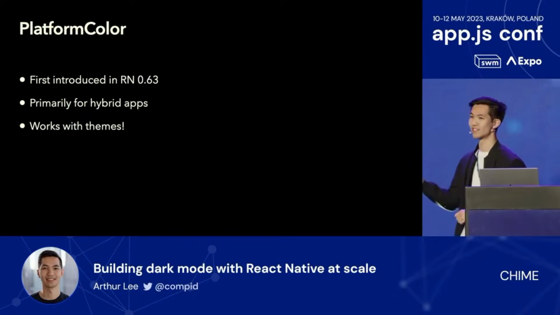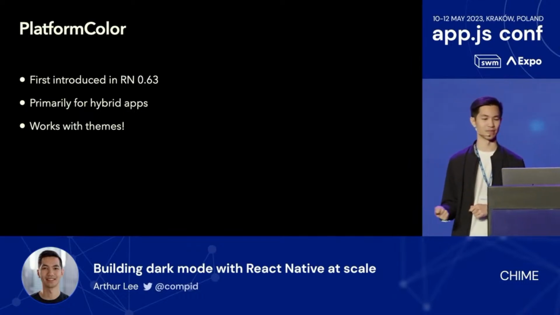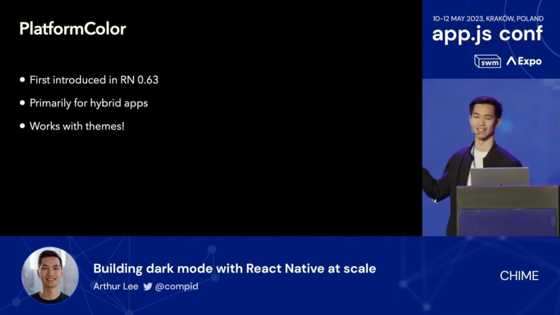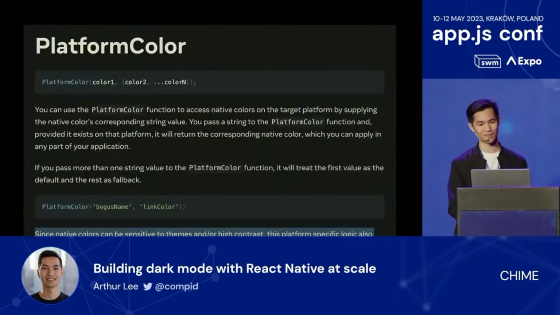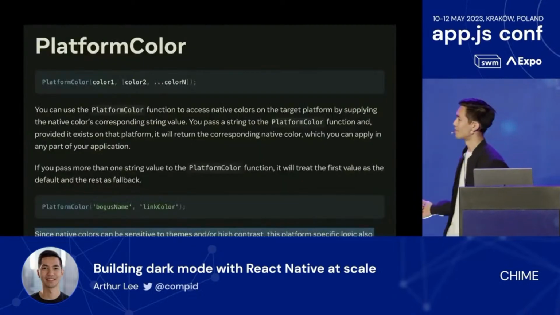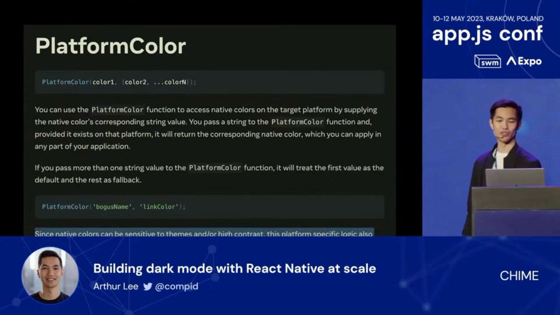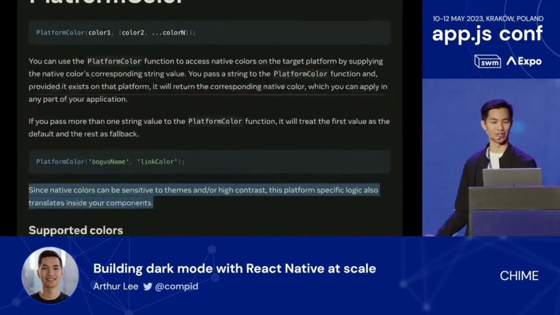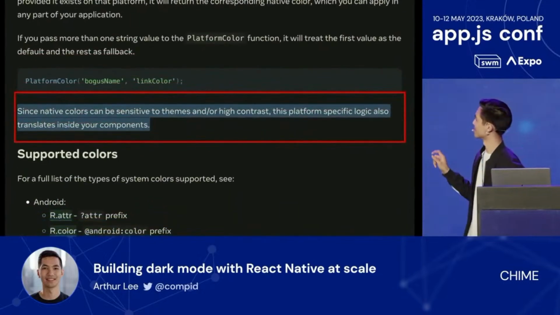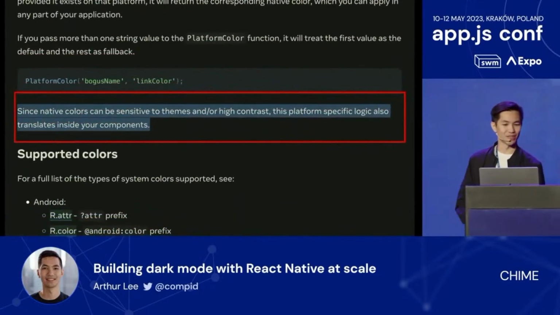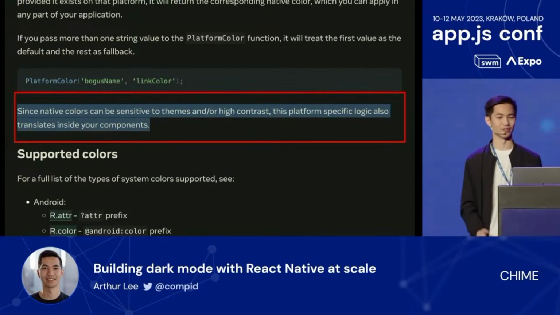But it turns out that this API fully supports themes, or at least it eventually did after a bunch of bug fixes. And if you look at the Platform Color documentation in the React Native docs, you won't really see anything about dark mode, except for this sentence that says, since native colors can be sensitive to themes, this platform-specific logic also translates inside your components. And that means that we can use it to build dark mode.